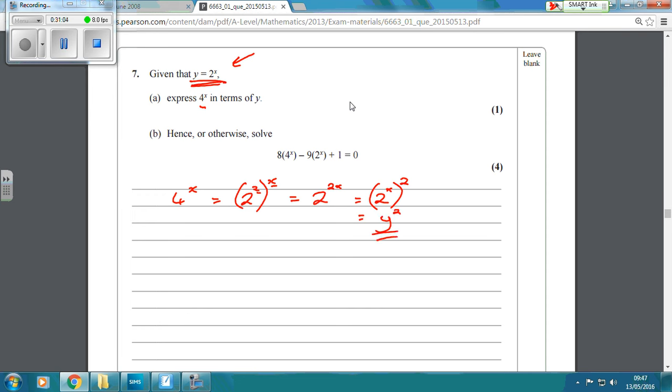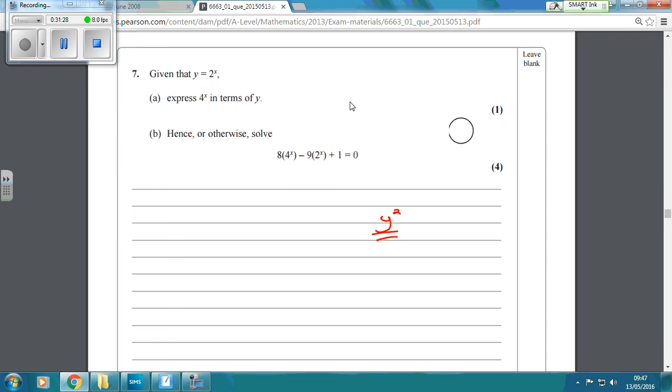Now it's only 1 mark, so it's not a tragedy if you don't get it, but you kind of need it for this one here. And you can actually use part B to give you a hint on how to do part A. Because if you have a look at this here, you've got 8 lots of something, take away 9 lots of something, plus 1 equals 0. And especially if you've seen it a few times, you can tell that looks like a quadratic.